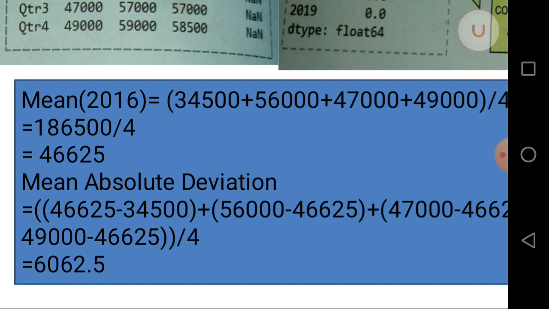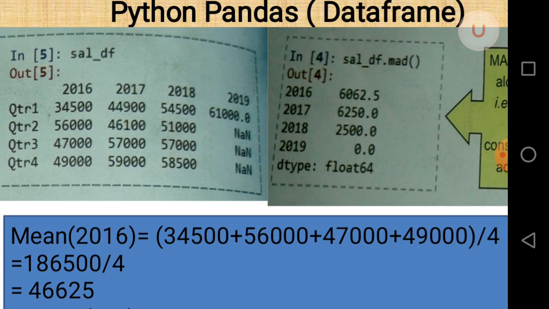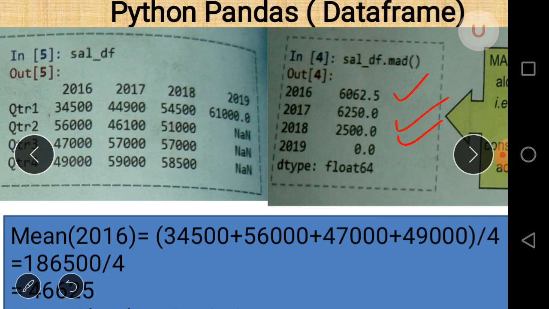The answer is 6,062.5. And we can easily see that this is the mean absolute deviation for 2016, 6,062.5. And in this way we can easily find out the mean absolute deviation for 2017, 2018, 2019, etc. This is a representation of the float 64 data type. Data type here is float 64. That's why it appears here.